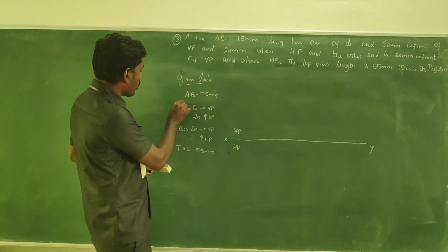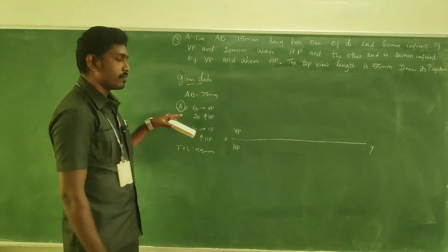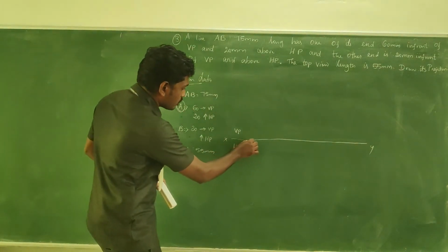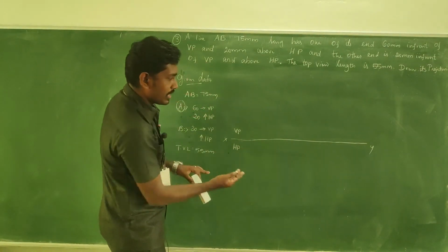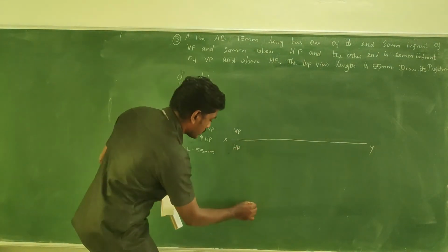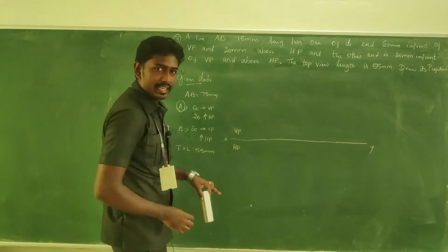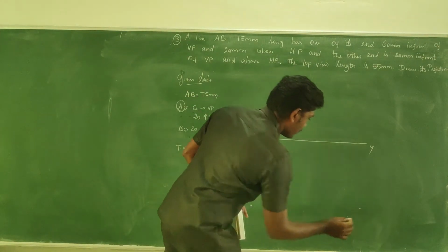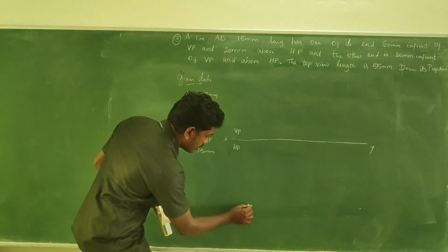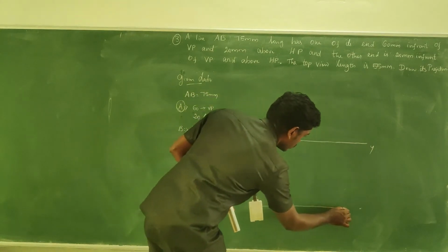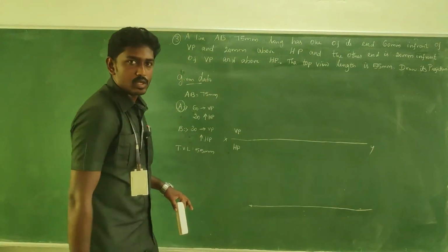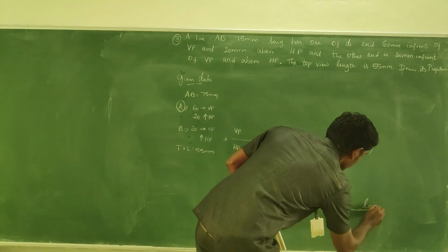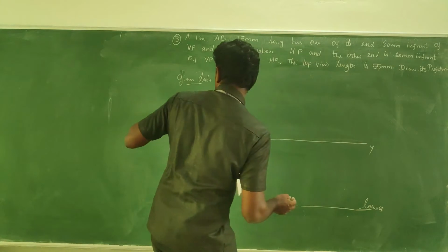What is next? You have to concentrate on the locus of A. So 60 mm in front of VP. Take the measurement below the reference line, 60 mm, by keeping your scale 90 degrees to the reference line. Mark points at both ends with the 60 mm measurement. Join those points so that you get a very good horizontal line. This is your locus of A.